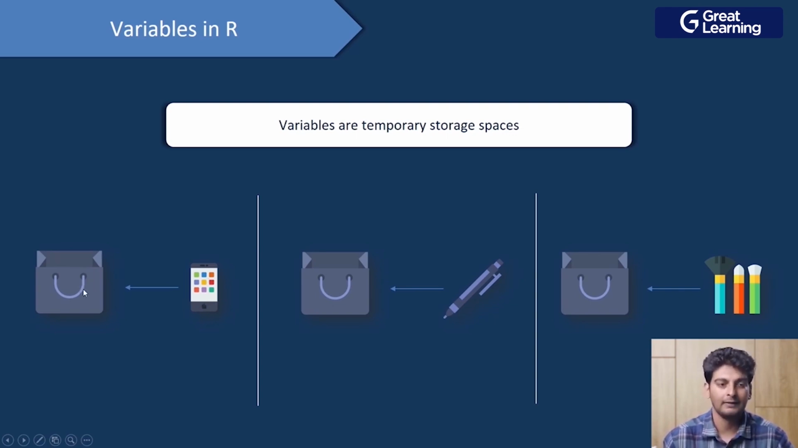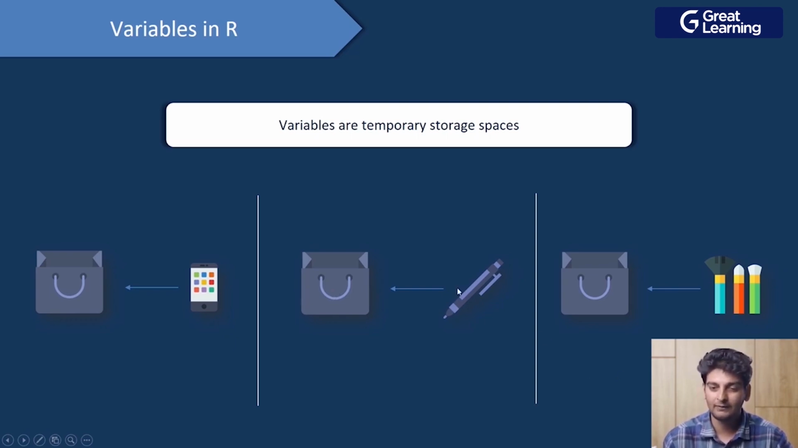So over here, this is your variable, and you are storing this particular data item, which is a phone, inside the shopping bag. So after some time, you decide that you don't need a phone and you actually need a pen. So you take this phone out and you put this pen inside this shopping bag over here. And again, after a while, you decide that you don't actually need a pen and you need a makeup kit.